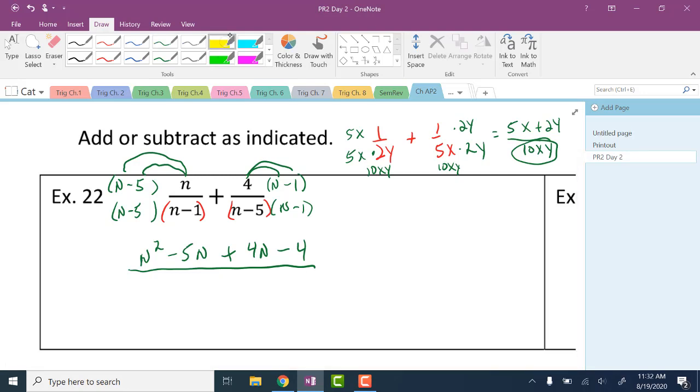So this denominator is n minus 5, n minus 1. This denominator is n minus 5, n minus 1. When you add the numerators, you put them over that common denominator, n minus 5, n minus 1. And do not factor or FOIL those or multiply those. All right, add the middle term, and I get n squared, sorry I changed to red, minus n minus 4.